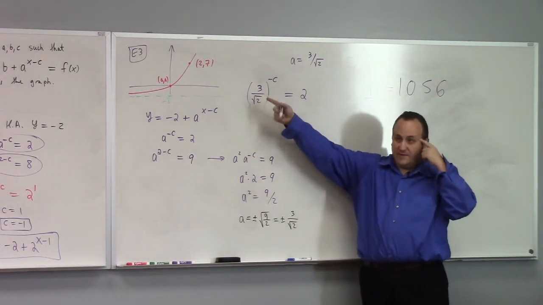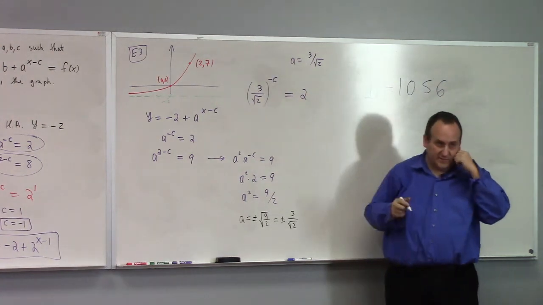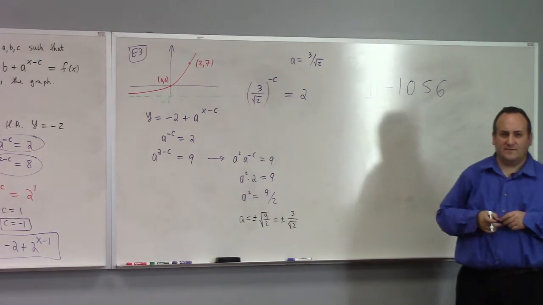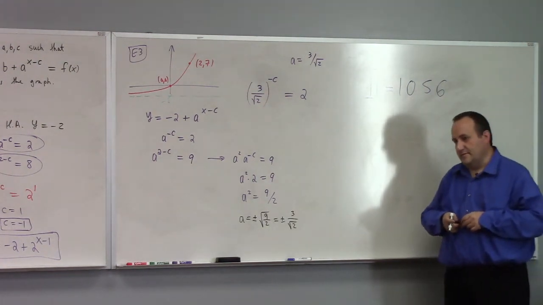And I choose the plus because the graph is definitely a positive base. What does a negative base even look like? We don't know. No one asked this question. It is forbidden.